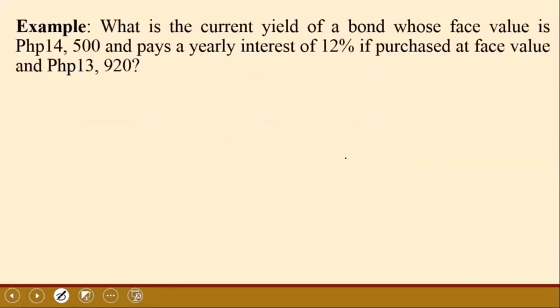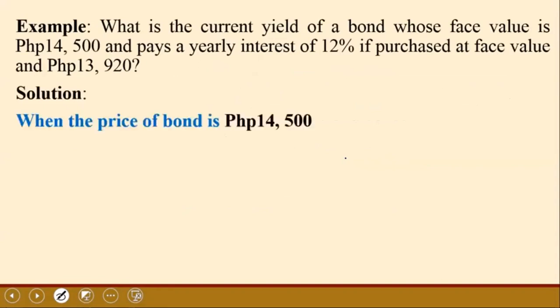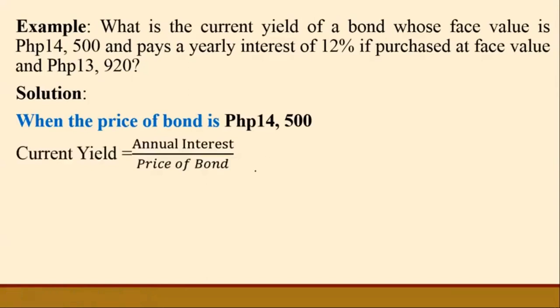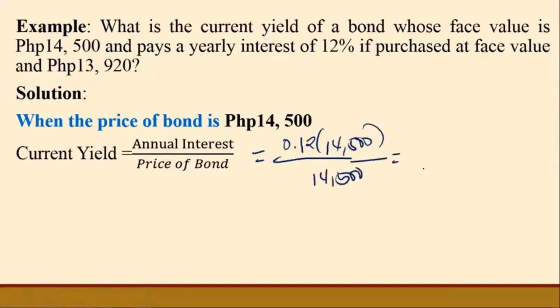Okay, example. What is the current yield of a bond whose face value is 14,500 and pays a yearly interest of 12% if purchased at face value and 13,920 pesos? Okay, so when the price of bond is 14,500 pesos, the current yield will be 0.12 times 14,500 over 14,500.